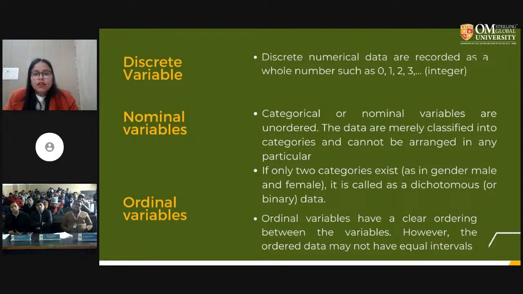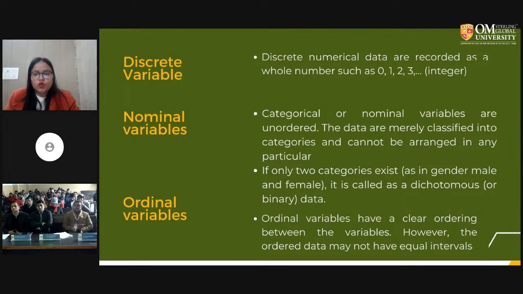Okay. Then we are talking about the nominal variable. Nominal variable is something which is categorical in nature. The data can be classified into categories and it can be arranged in any way. There need not be any order in that. For example, I've already explained gender is a category, male and female, and it is a kind of binary or dichotomous data.